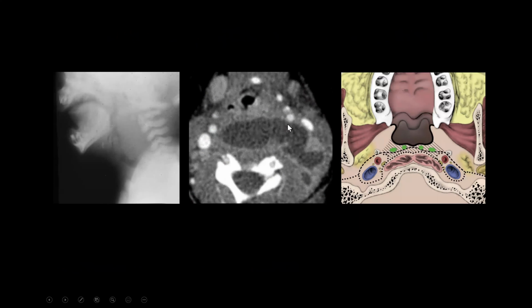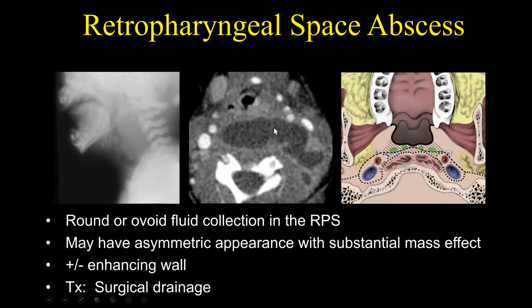Now, this is a true retropharyngeal space abscess. What we see is a large fluid collection that's centered in the retropharyngeal space. Oftentimes these retropharyngeal space abscesses are symmetric, but in this particular case, we can see it's asymmetric and is extending into the lateral portion of the neck.